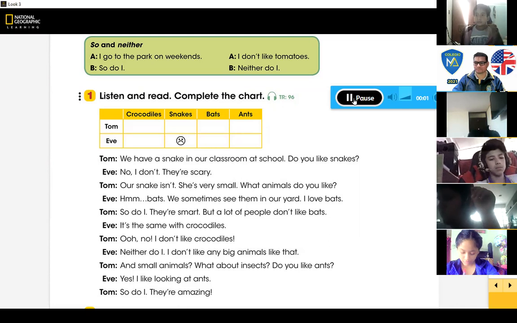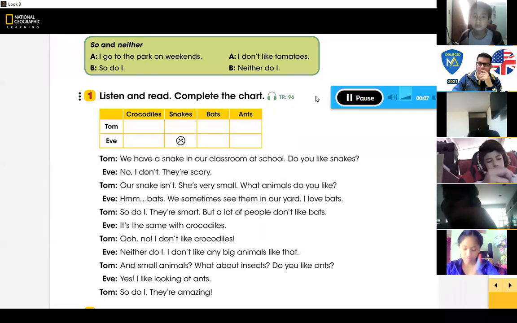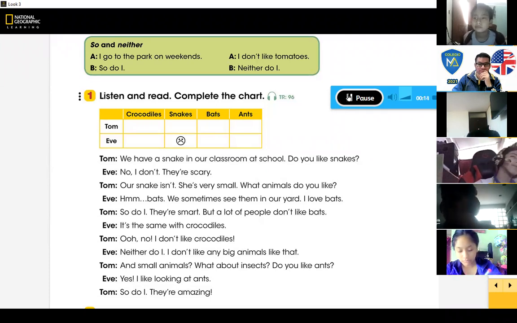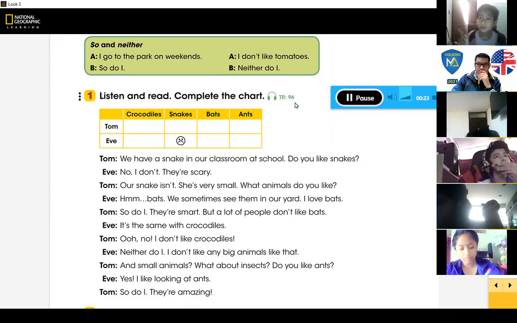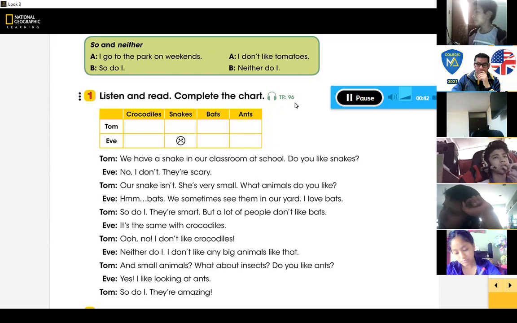We have a snake in our classroom at school. Do you like snakes? No, I don't. They're scary. Our snake isn't. She is very small. What animals do you like? Bats. We sometimes see them in our yard. I love bats. So do I. They're smart. But a lot of people don't like bats. It's the same with crocodiles. Ooh, no. I don't like crocodiles. Neither do I. I don't like any big animals like that. And small animals? What about insects? Do you like ants? Yes. I like looking at ants. So do I. They're amazing.